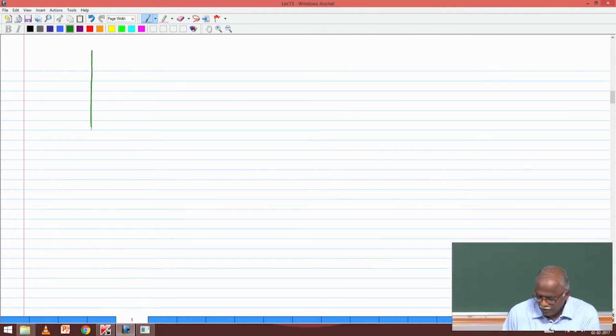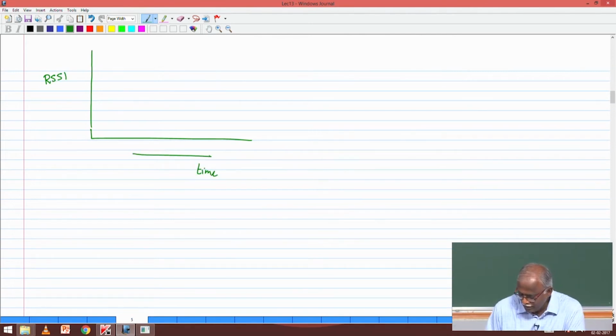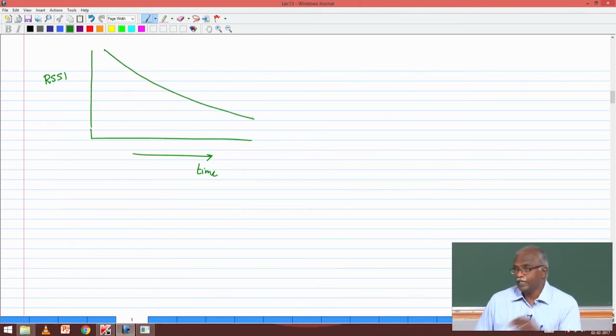Now the RSSI as a function of, let's say, time. You're basically moving in this direction, so you're moving from A to B. RSSI we know will decay, based on the propagation exponent. Now if you are moving at a faster speed, that basically tells you that your signal is going to decay faster.